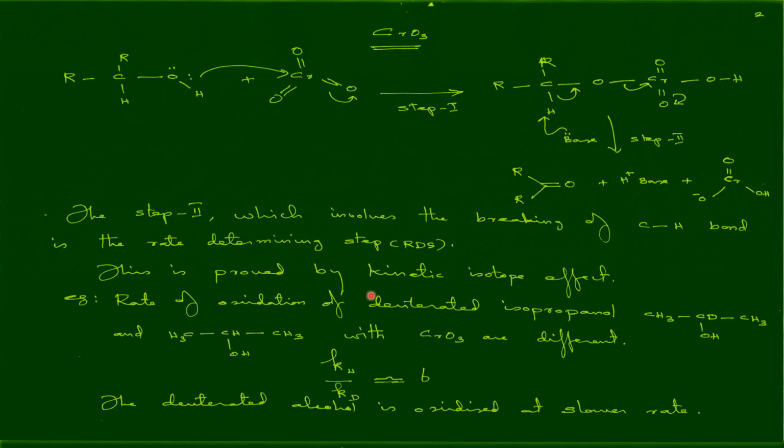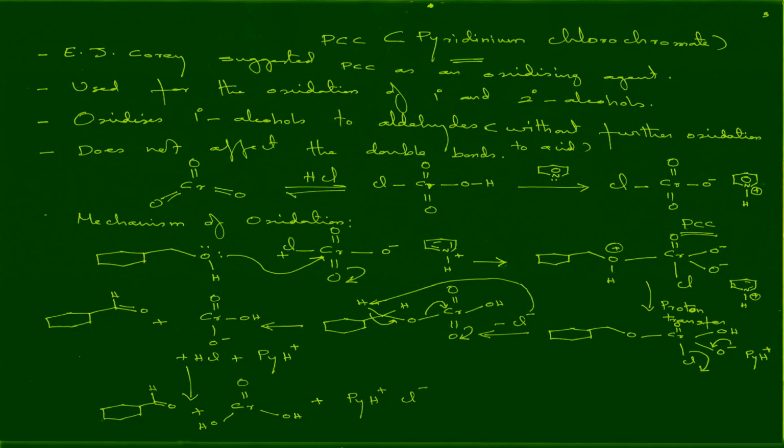This is proved by kinetic isotope effect. When this hydrogen is replaced by deuterium, the rate of the reaction decreases to a greater extent. This is proved by taking isopropyl alcohol and the deuterated isopropyl alcohol for oxidation. The deuterated alcohol is oxidized at a slower rate. This proves that the carbon-hydrogen bond breaking step is the rate determining step.